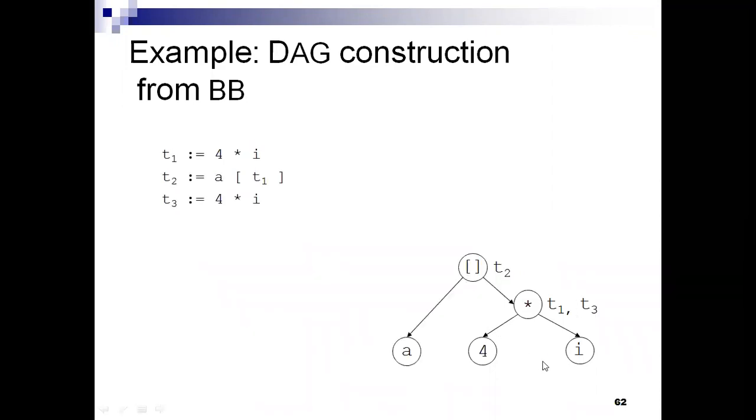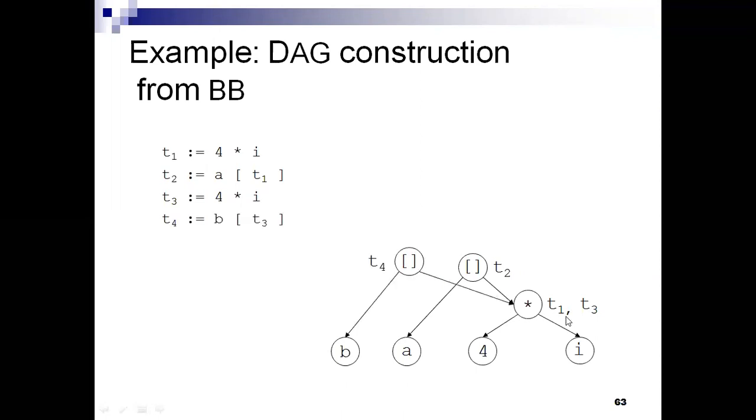And what T3 is, again T3 is 4 into I. So again I'm not representing a new node for the T3. Directly I'm writing here, comma T3. And next T4 is equal to B of T3. What T4 is? B of what the T3 is? 4 into I, right? So see the representation here.